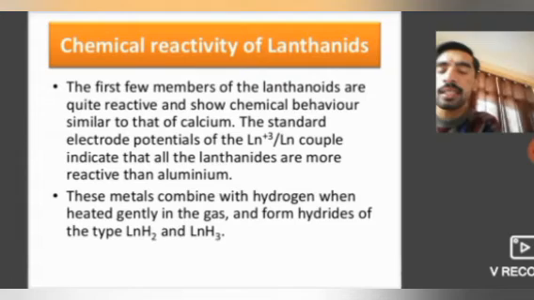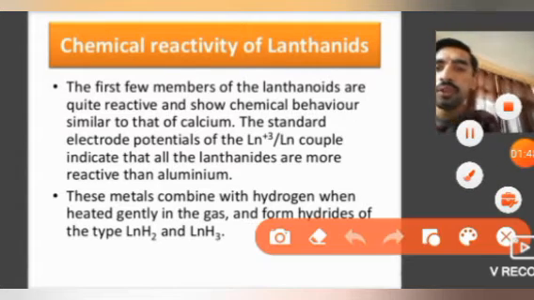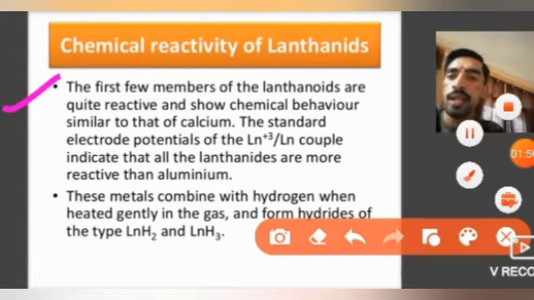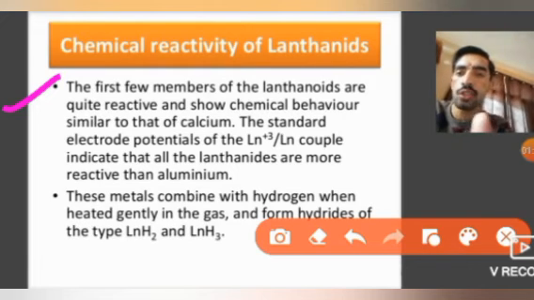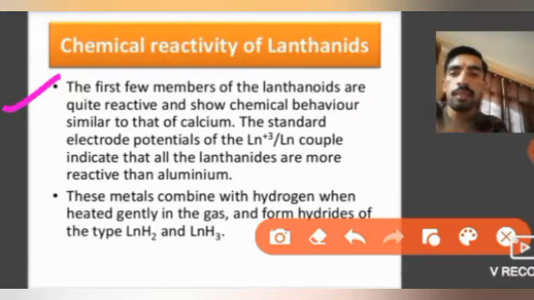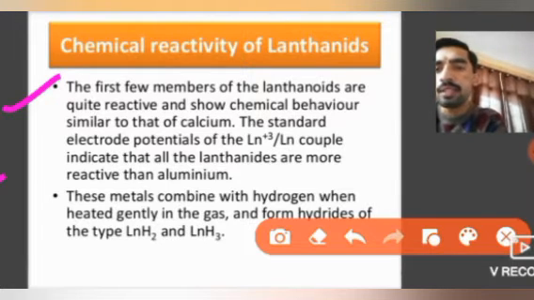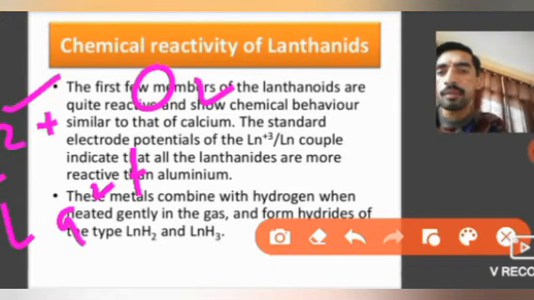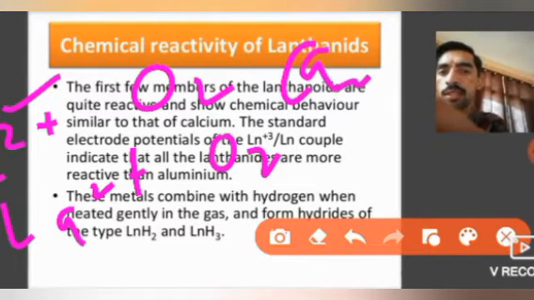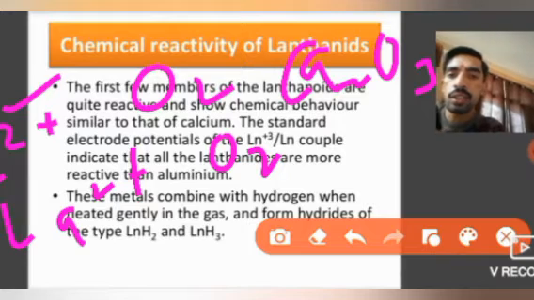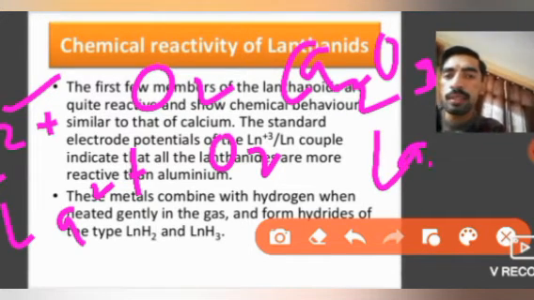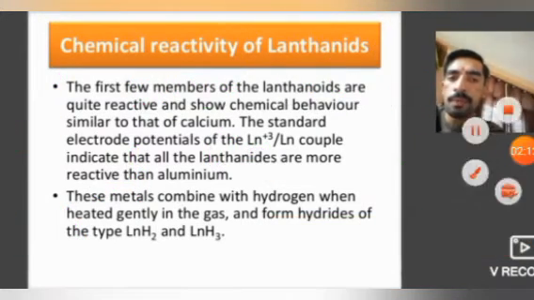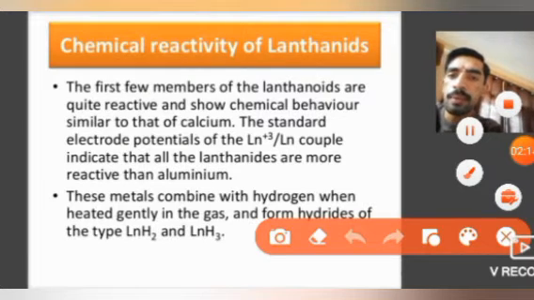Next is the chemical reactivity of lanthanum. The first few members of the lanthanum series are quite reactive, and they show chemical behavior similar to that of calcium. In the case of calcium there is a 2 positive charge, and in the case of lanthanum also. It means when it reacts with oxygen, calcium will give CaO, and lanthanum gives La2O3. So this is the similarity between calcium and lanthanum.